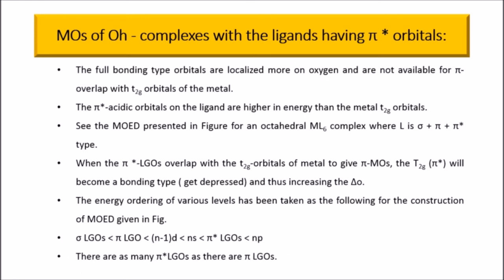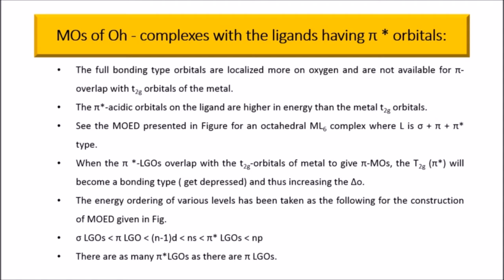There are as many pi star LGOs as there are pi LGOs. So as many pi LGOs as would be there with the ligand group orbital, the same number of pi star orbitals would be there as well. So here also I would like to advise you to go for the MO diagram of carbon monoxide or cyanide once again, and you can notice there that the number of pi BMO is equal to the number of pi star ABMO. So that can be considered over here as well.